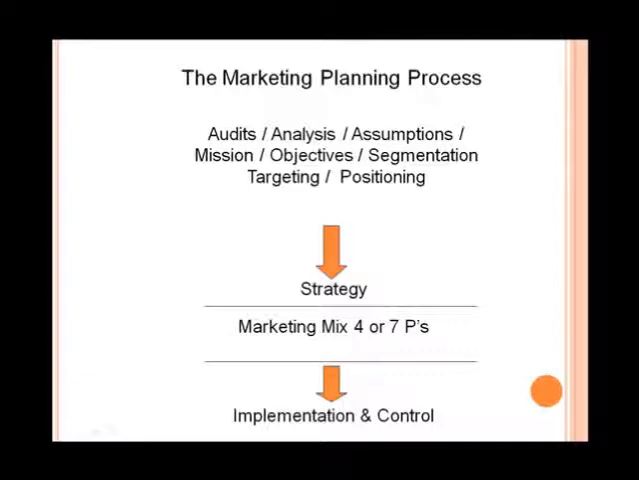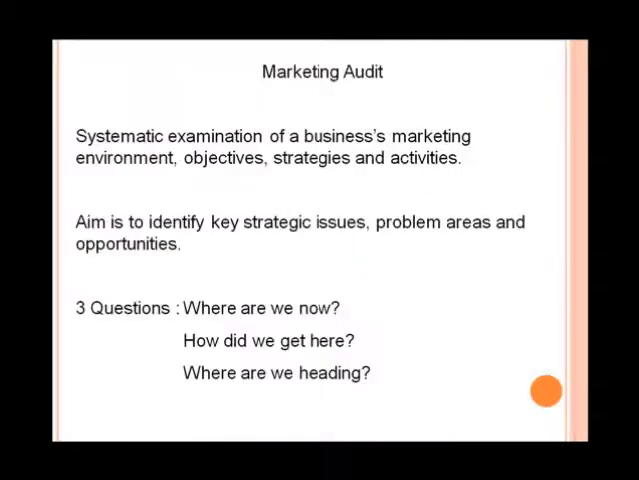Okay, now we looked at this before, the marketing planning process. Again, we talked about audits, analysis, assumptions and all that. Your strategy, marketing mix before the 7 Ps, and your information control. So what we're going to look at today is your audits and your micro and your macro environment, and then what the issues are there.